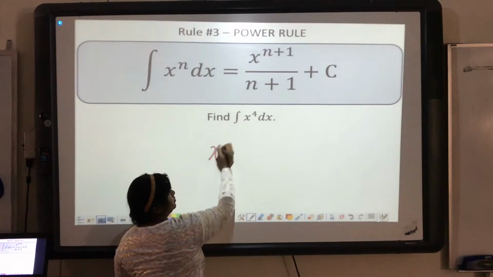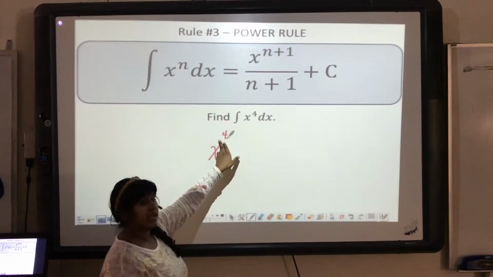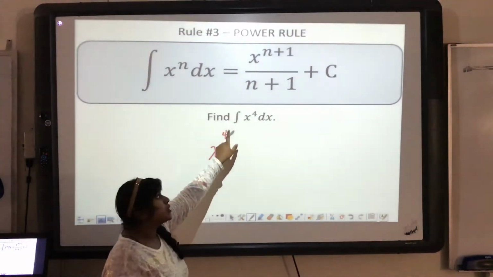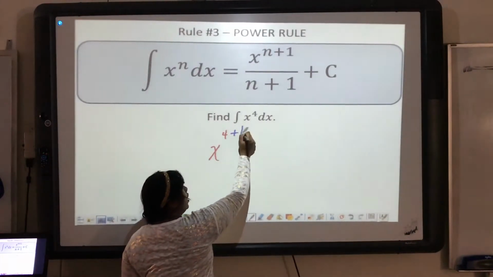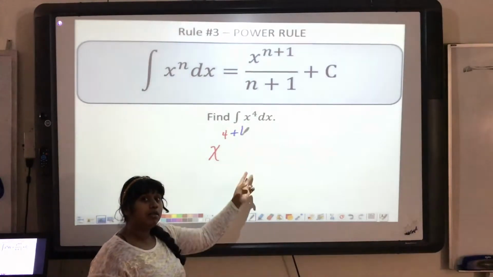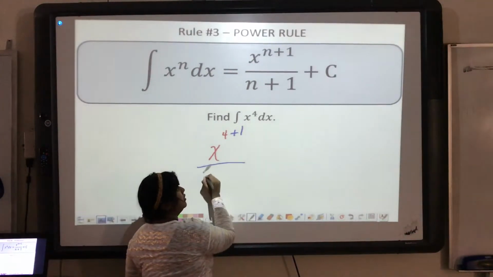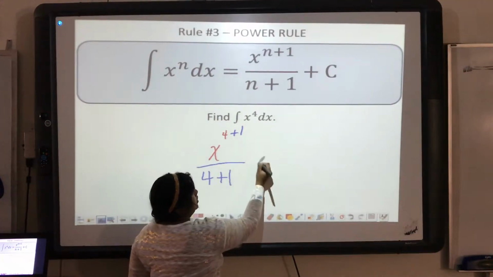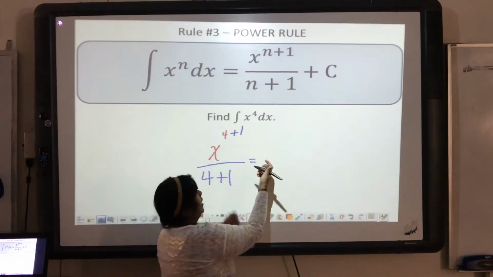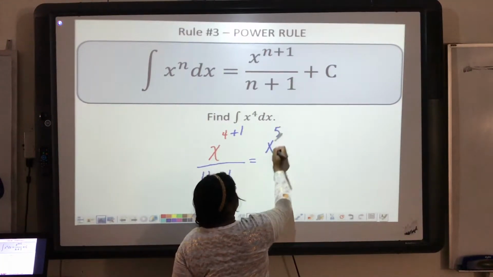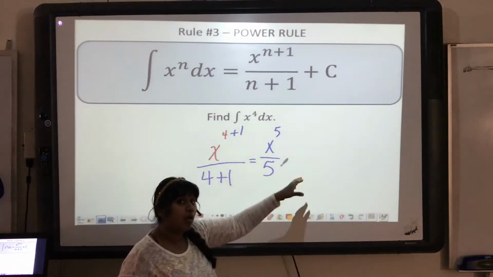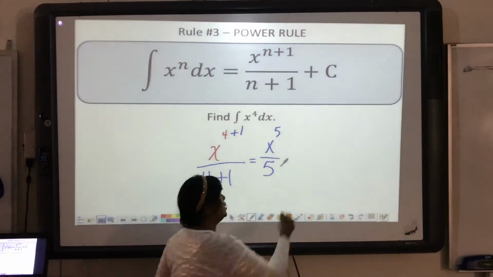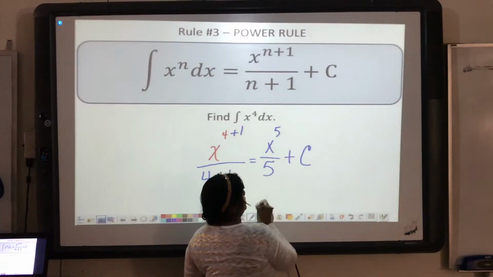So my n is my exponent, so my n is 4. So first step, I tack on plus 1. Second step, all over my new exponent. Okay, so now I just combine these, do basic arithmetic: x to the 5th over 5. Am I done? Well, not quite. I always need to tack on plus c. So this becomes plus c.